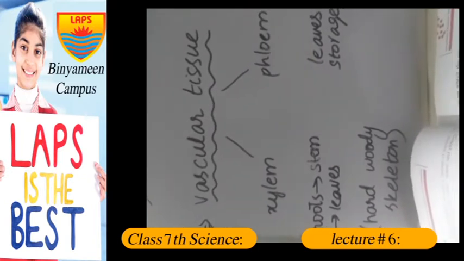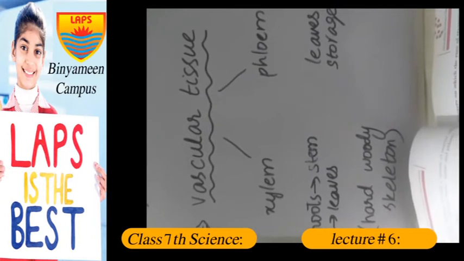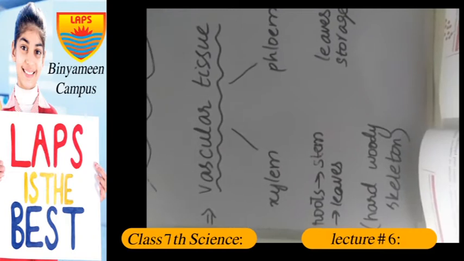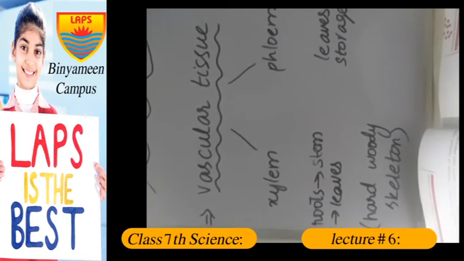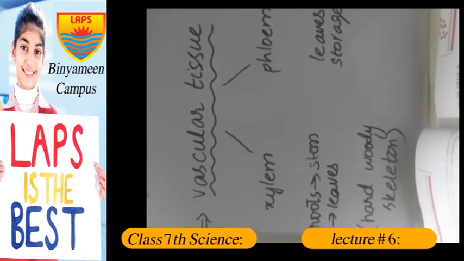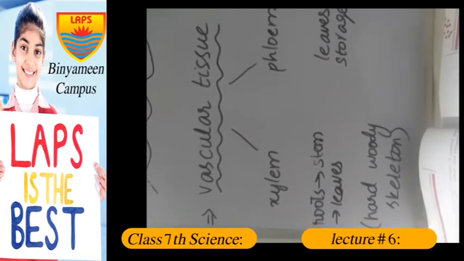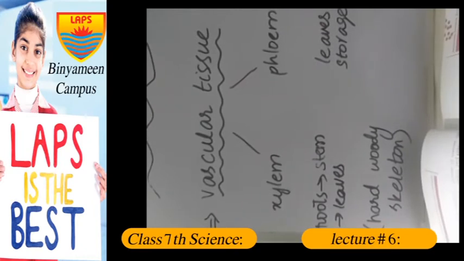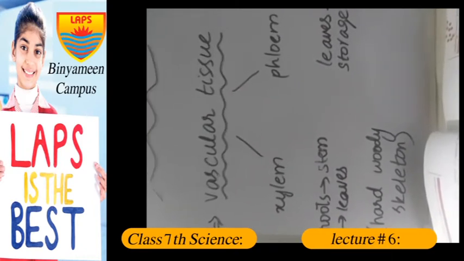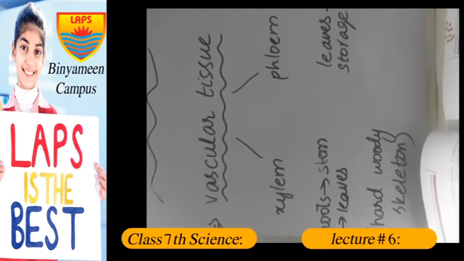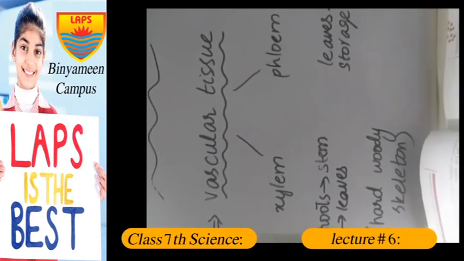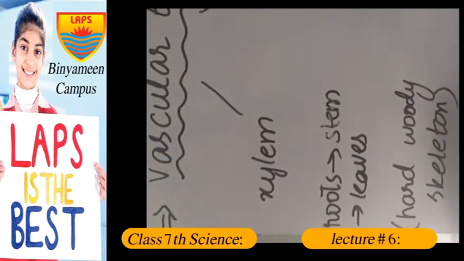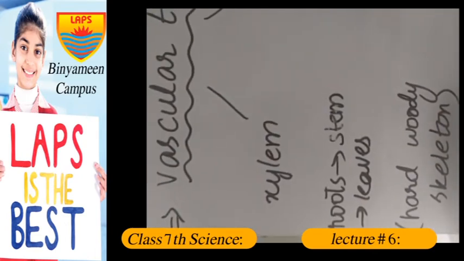What is the function of the xylem tissues? Xylem tissues form the transport system through which water and dissolved minerals move from the roots and then to the stem and finally into the leaves. You have studied this earlier in chapter number 1, that roots absorb water. Roots have these xylem tissues. These xylem tissues in the roots absorb water. Then these xylem tissues transport this water from the roots to the stem and finally into the leaves.